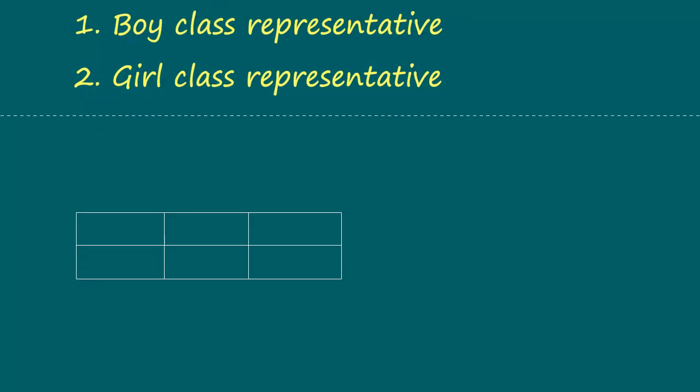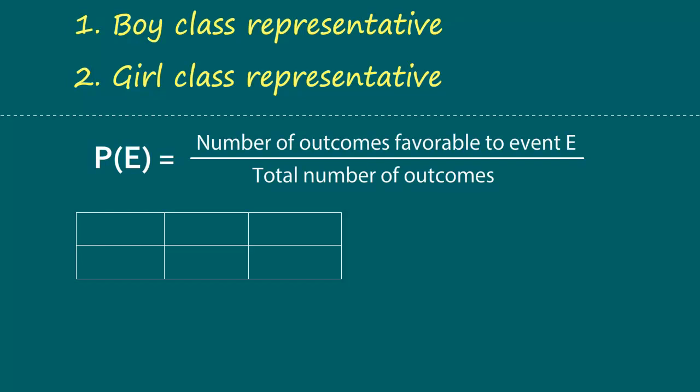Now, we know that probability of any event is defined as the number of favorable outcomes to the event divided by total number of outcomes. So we have made a small table. Let's write the total number of boys. We know there are 12 boys in the class. Similarly, there are 18 girls in the class. And here we write the total number of students. So 12 plus 18 is 30. We know there are total 30 students.